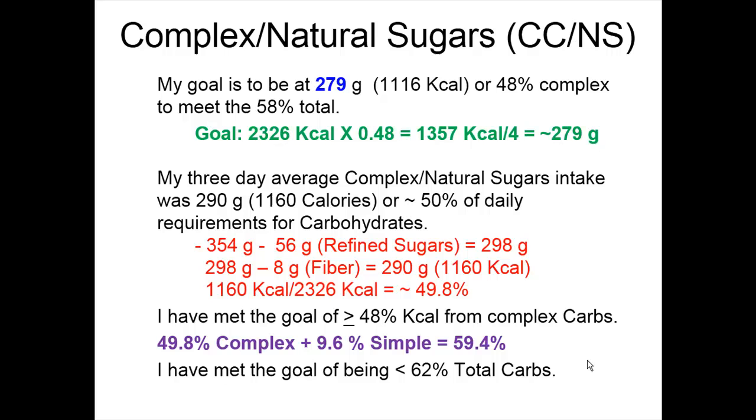So basically what you would say in your written report is for complex natural sugars, you would just basically say my 3-day average intake was 290 or 50%. I need to make no changes. I have met the goal of 58%, and then you would show, okay, I had 49.8% complex, I had 9.6 simple, and I've met my goal. And so again, you don't have to make the table and show that you didn't make any changes. You just report that you met the goal. All right. So that'll take a little bit of time, a little bit of math, but hopefully that helps.